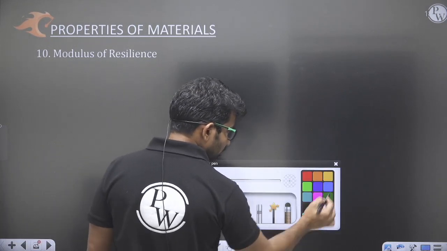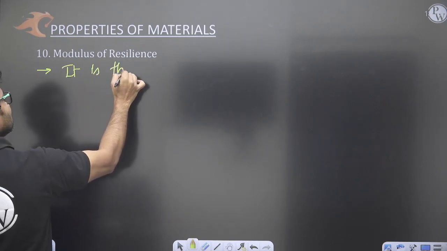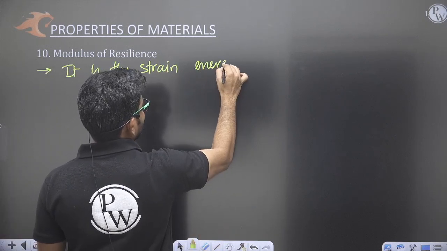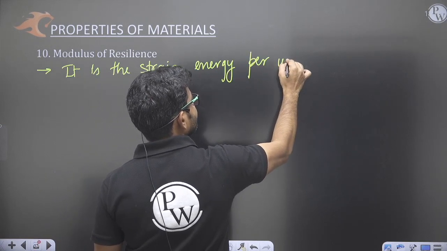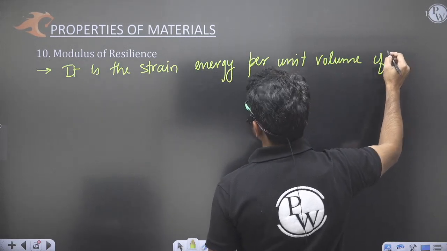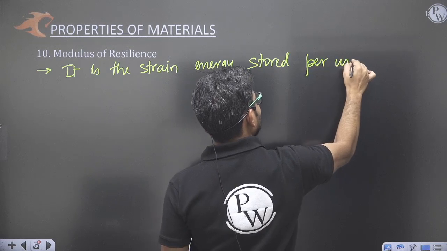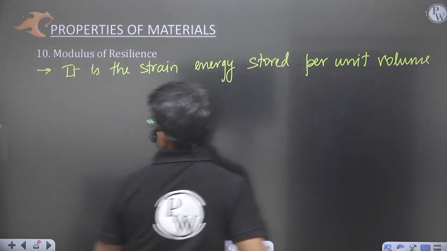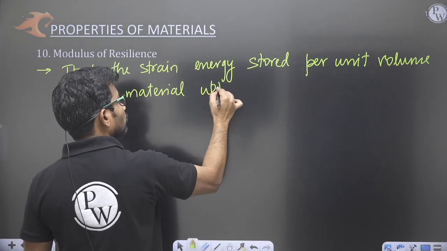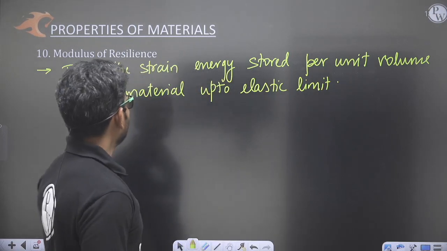Okay. So modulus of resilience is the strain energy stored per unit volume of the material up to the elastic limit. Okay, per unit volume up to elastic limit.